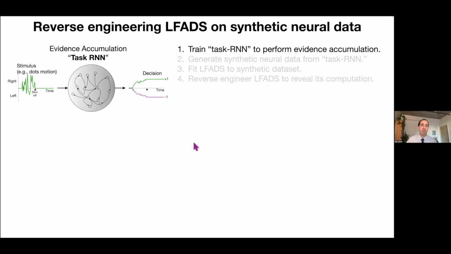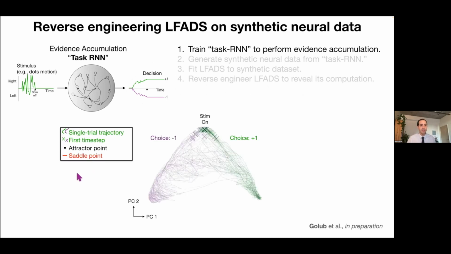So we've already talked about how to train a task RNN to perform evidence accumulation. We feed it many instances of stimuli and train it to spit out a +1 or a -1 for each stimulus. I told you that a fixed point analysis of this RNN will reveal a line attractor, but I only showed you in cartoon form. So let me now show you what that actually looks like, so we know what we should find when we go into LFADS. Here we're looking at the space defined by the top two principal components of the network activity. In green are single trial trajectories of the network activity on the +1 trials, and in purple are the same for the -1 trials. The X's are the first time step of each trajectory. So everybody starts out here and then goes one way or another.